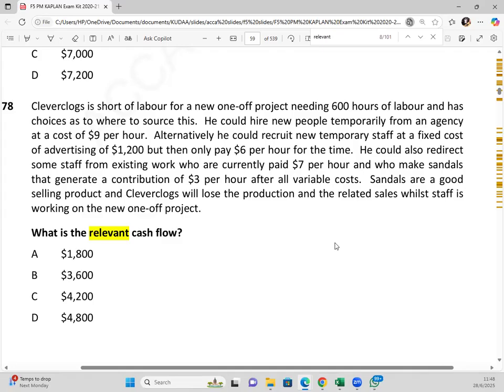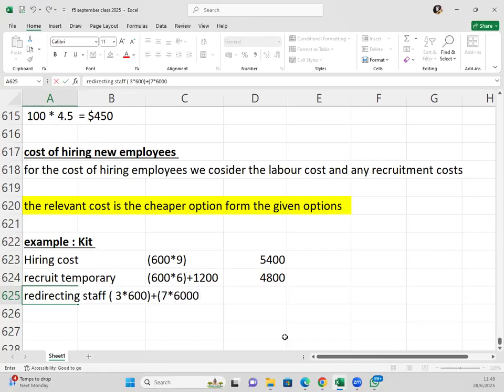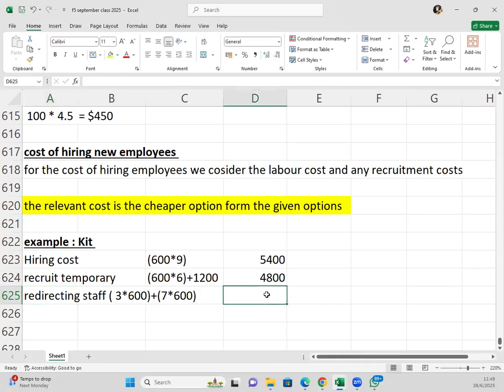So the option to redirect staff, if we redirect staff, they would cost us $7 per hour and would also lose $3 contribution per hour. So the cost for redirecting staff, that's $3 times 600. That's $3 per hour for the 600 hours. And additionally, we would need to pay them $7 for the 600 hours. So in other words, that's just $10 per hour. So it means they would need to be paid $6,000.